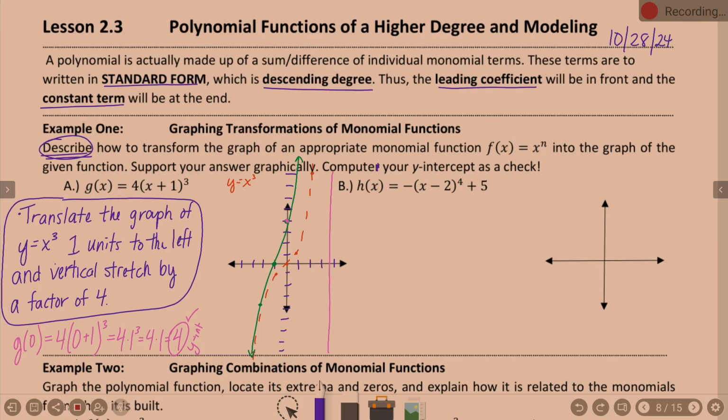Okay, let's look at B. Same type of things on B. H of x equals the negative of x minus 2 to the 4th plus 5. Let's talk transformations here. It moves vertically up 5 because of that plus 5 outside. Okay. You want another one? I'll give you another one.